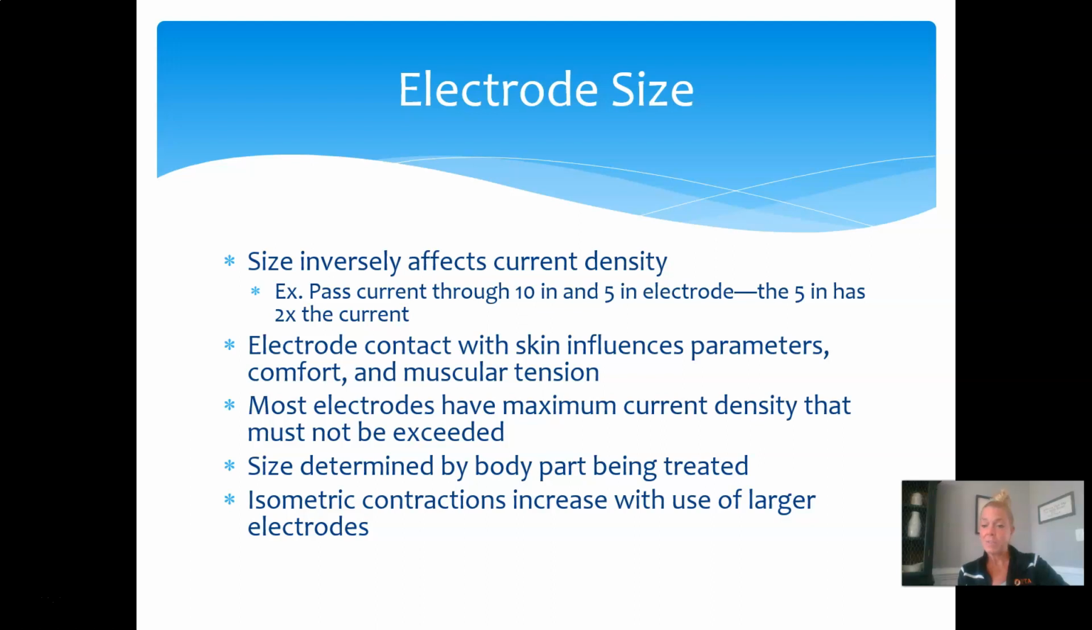If you're trying to get a muscle contraction, it's going to be an isometric muscle contraction. If we use larger electrodes, we're going to be able to recruit more muscle fibers. So you should get a better contraction if you use larger electrodes.